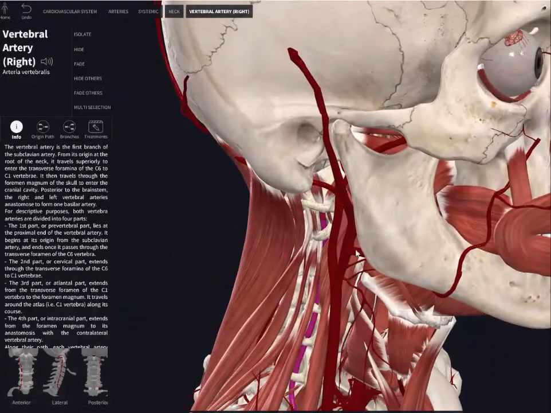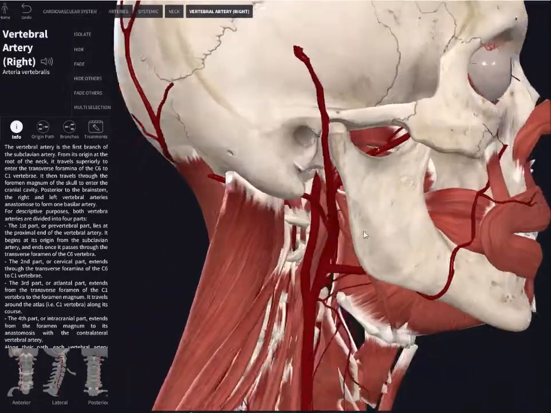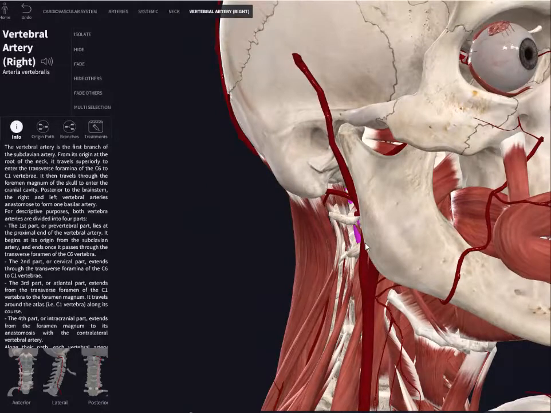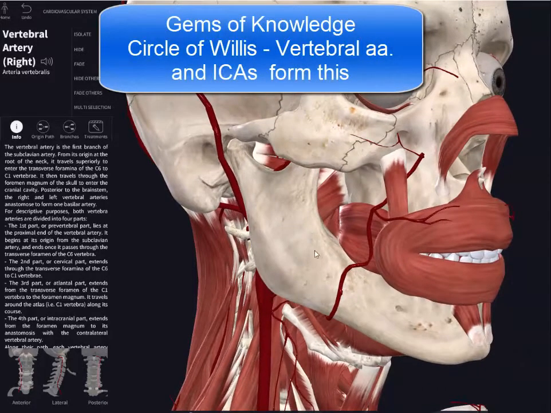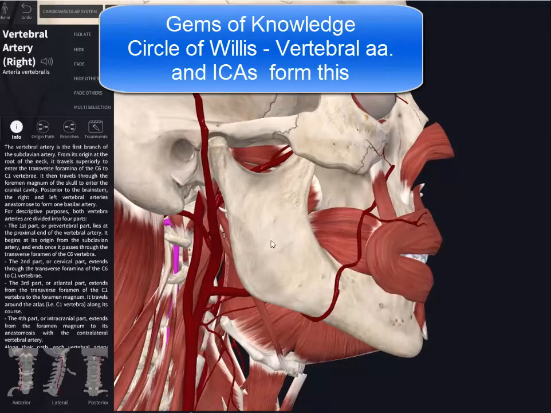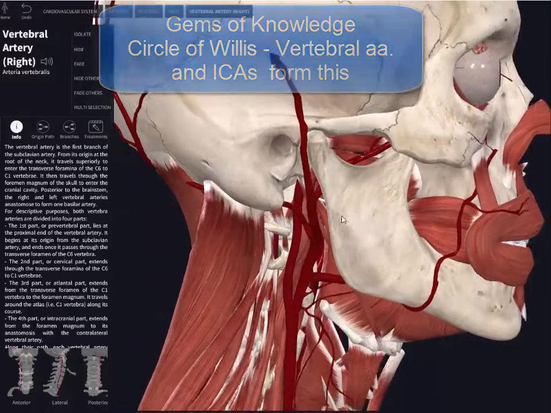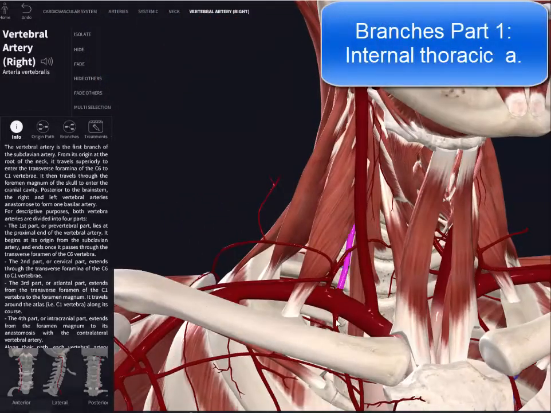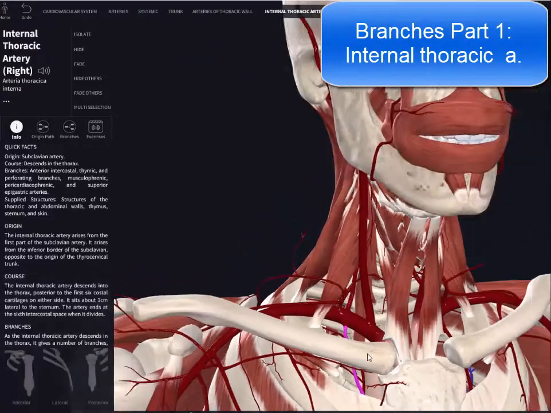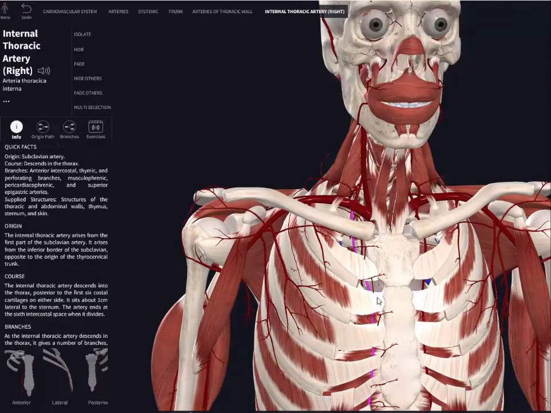Once it's up in the cranial cavity, it'll join the artery or the vertebral artery from the other side, form what is called the basilar artery, and ultimately help forming the circle of Willis, which is this very, very important vascular circle or vascular ring in the cranial cavity, without which life as we know it would not be possible. Also coming off the first part is your internal thoracic artery, which you can see here. It's also called by some the internal mammary artery.